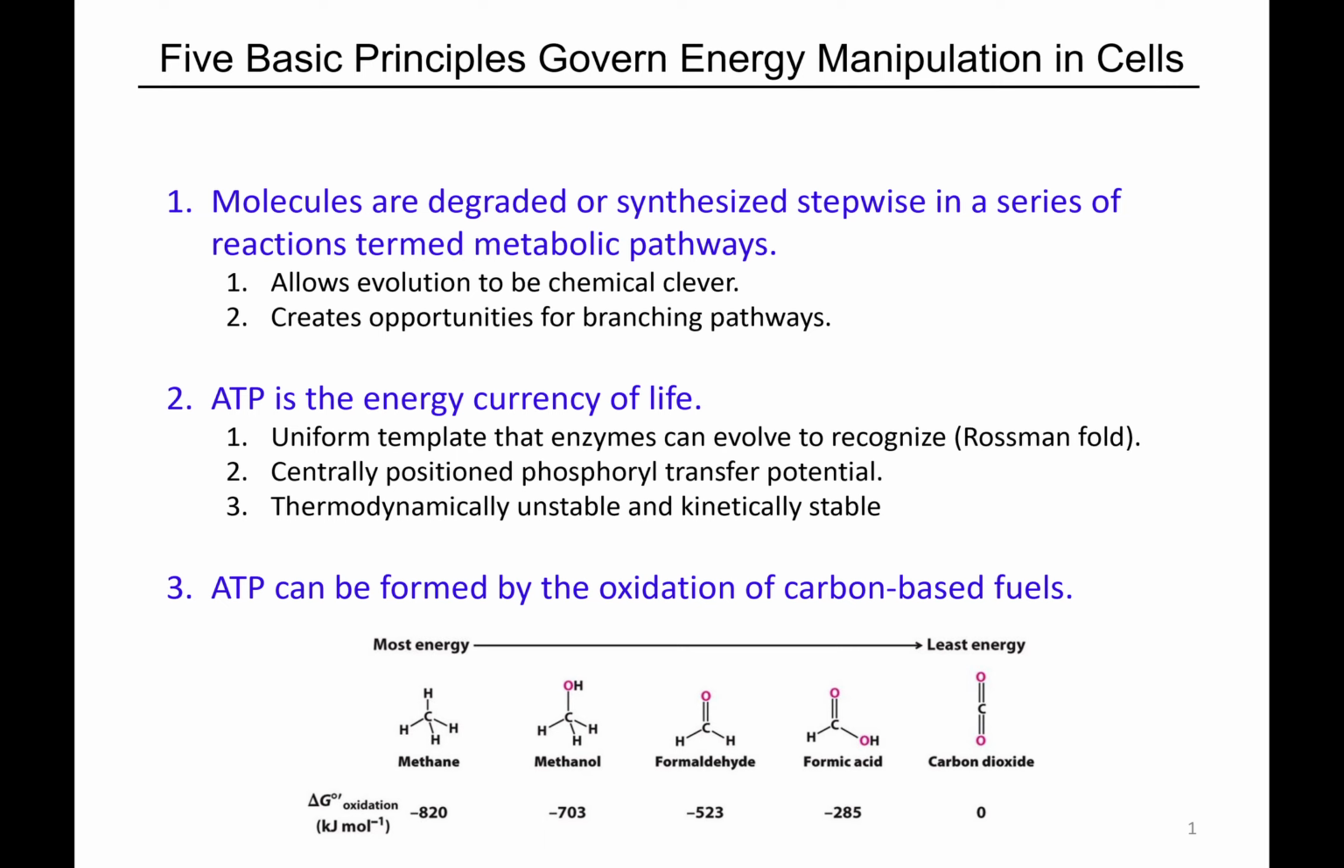The third one we talked about here is that ATP can be formed by the oxidation of carbon-based fuels. Okay, we didn't spend a ton of time thinking about this, but what I do want you to remember is this idea that the more reduced carbon is, the more energy that can be produced during oxidation, right? So methane with 4 hydrogens surrounding carbon is the most reduced form of carbon. And carbon dioxide, where it's fully oxidized, deficient 4 electrons, there's 0 energy from combustion, right? So the more reduced it is, the more energy potential there is for oxidation.